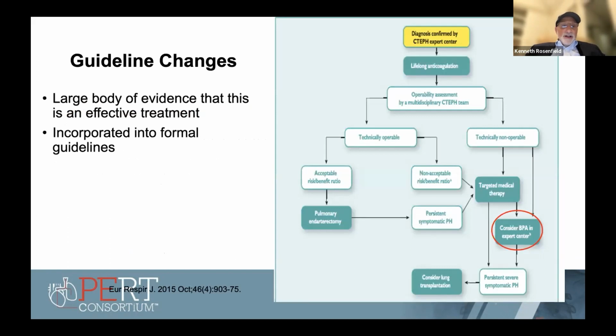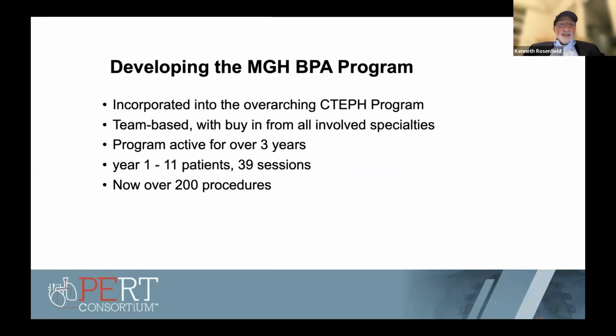There's a large body of evidence that this is now an effective treatment, and therefore it's been incorporated into formal guidelines. You can see in the algorithm of how you assess operability and so on, if they can be considered a BPA candidate in an expert center. At our center, it's incorporated into the overarching CTEPH program. It's team-based with buy-in from all.